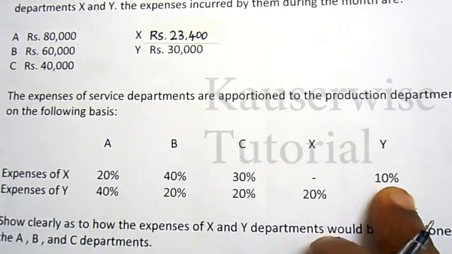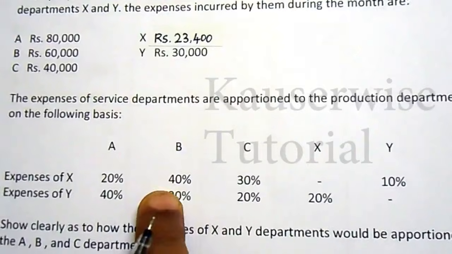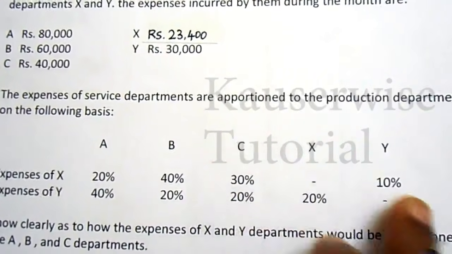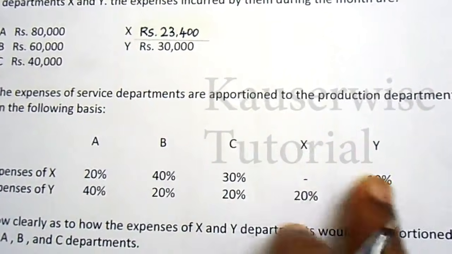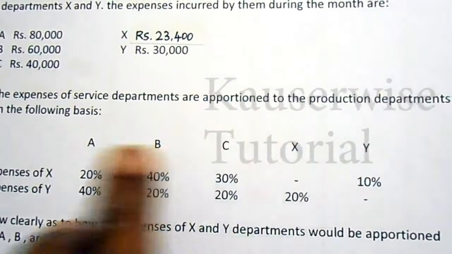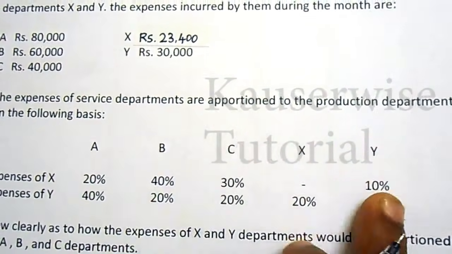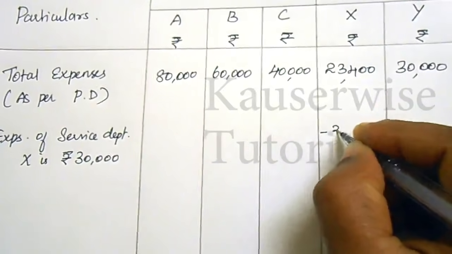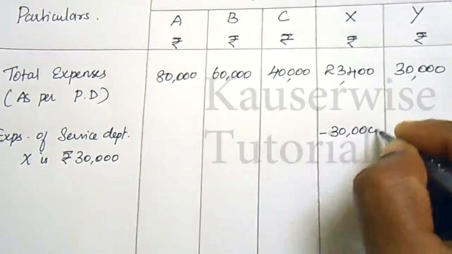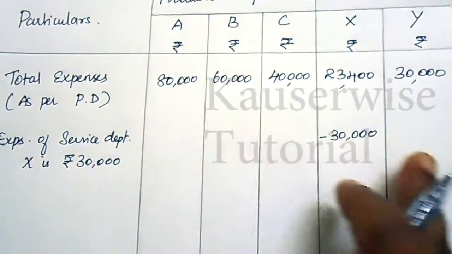Total 100 percentage. 20 plus 40, 60. 60 plus 30, 90. 90 plus 10, 100. The entire expenses of X will be transferred to A, B, C and Y. Expenses of X is 30,000, and this will be transferred to A, B, C and Y.